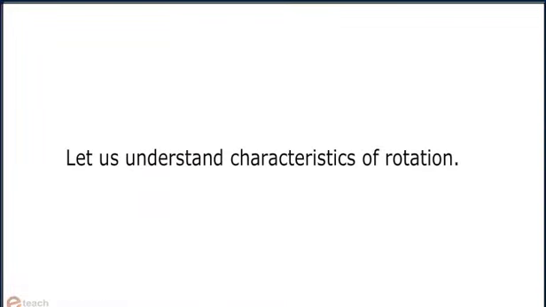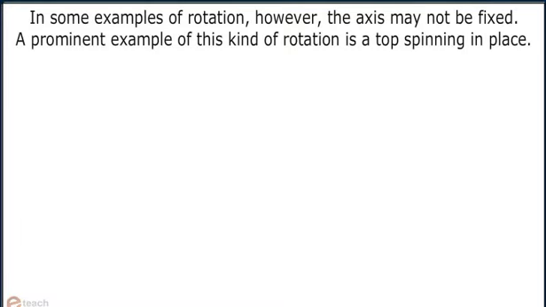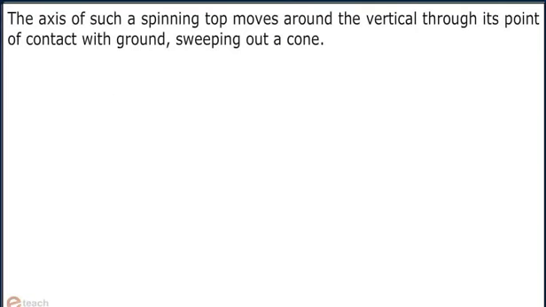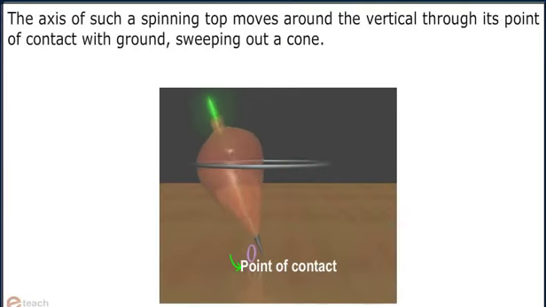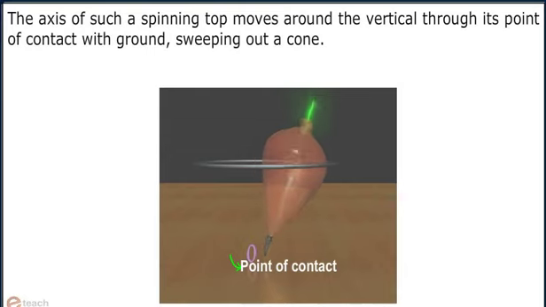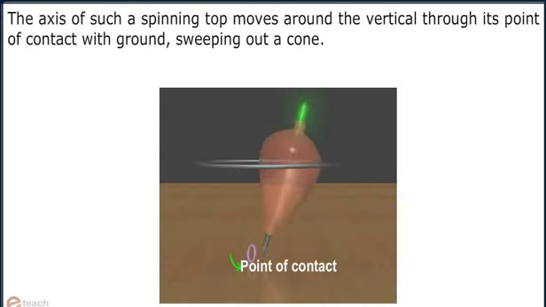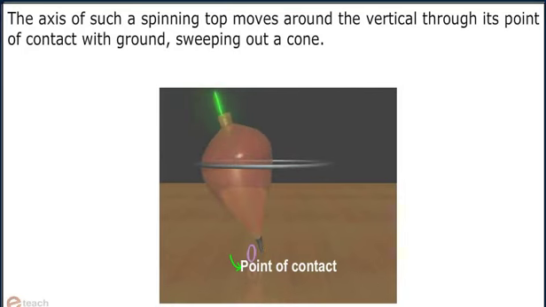Now, let us understand characteristics of rotation. In some examples of rotation, however, the axis may not be fixed. A prominent example of this motion is a top spinning in place. The axis of such a spinning top moves around a vertical through its point of contact with the ground, sweeping out a cone. You can see O, which is the point of contact.